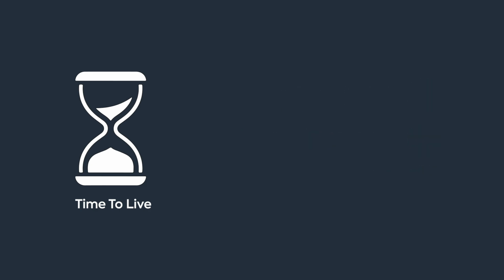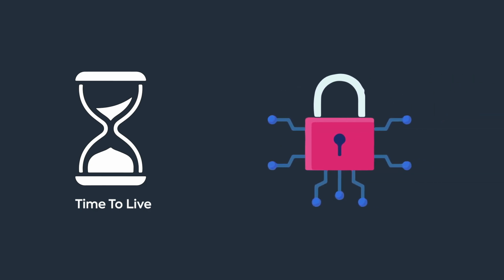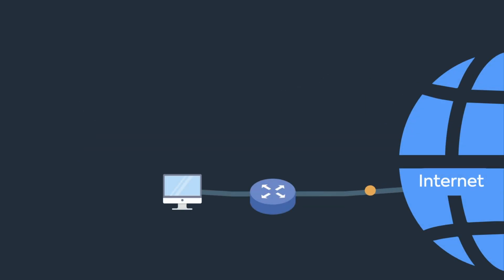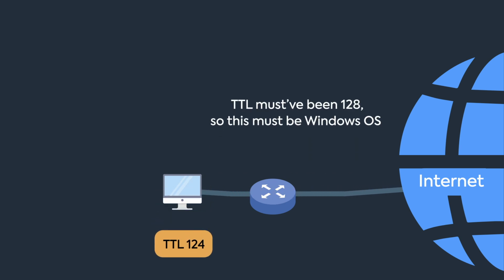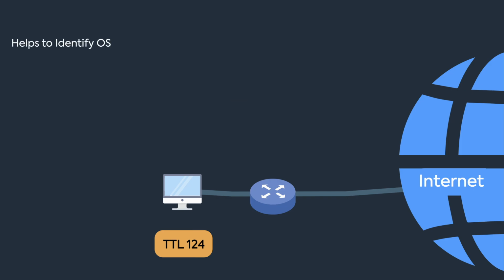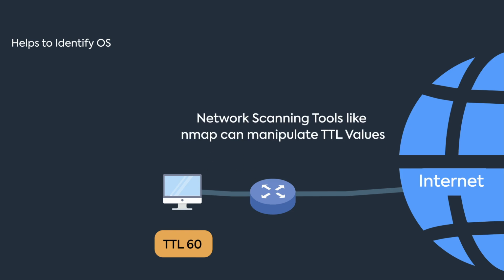Now let's have a look at TTL from a security perspective. If you are receiving some unknown packets, by seeing the TTL value, you can make a guess at what operating system the sender might be using. But keep in mind that the TTL value can often be faked. Network scanning tools like Nmap can manipulate TTL values while scanning the network.